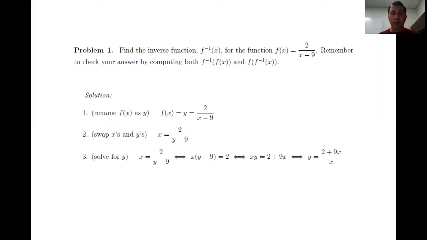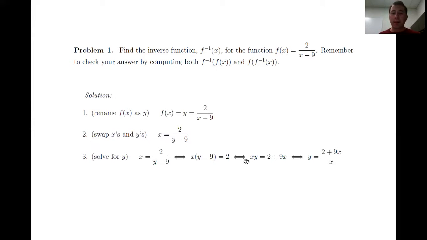Step 3, this is usually the most labor-intensive step. We have x equals 2 over y minus 9, and we now need to solve for y. So, starting off with what we got in step 2, we need to multiply both sides of this equation by the quantity y minus 9. That way, on the right-hand side, it'll cancel in that denominator. On the left-hand side, we're going to pick up a y minus 9 term.